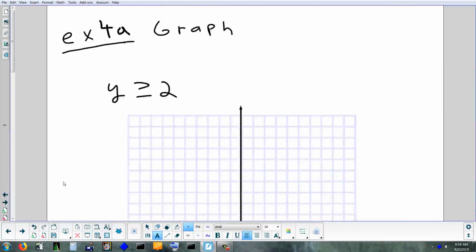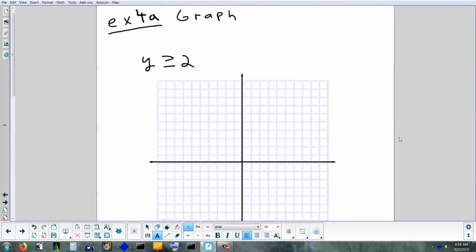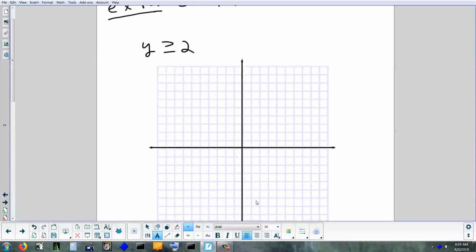Alright, I think these special cases are a little bit quicker because you only have to graph one point on whatever axis it is. So for this one, what number am I going to graph, and on what axis? I know that it's greater than or equal to, and it's going to be positive, so I graph 2. On what axis? On the y-axis. Perfect. Graph 2 on the y-axis.